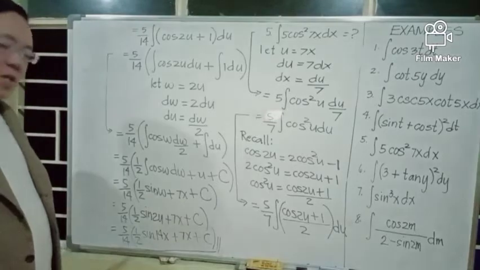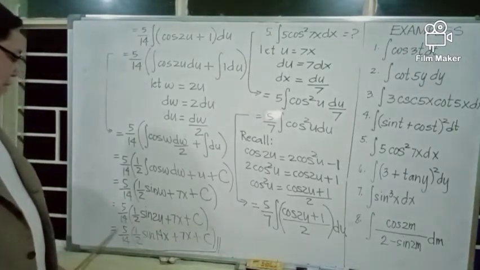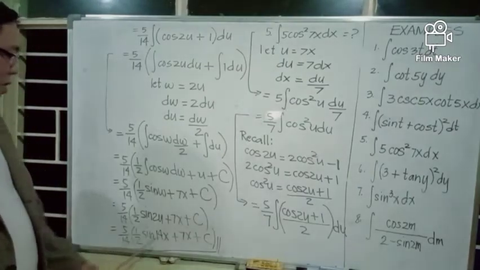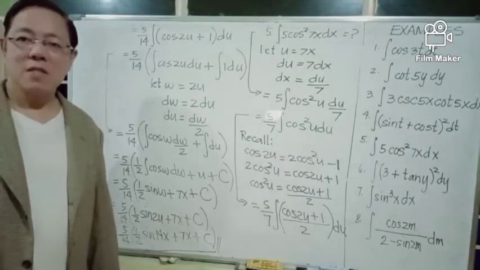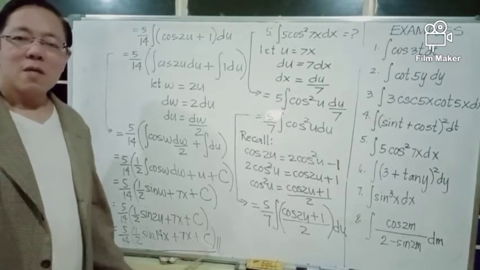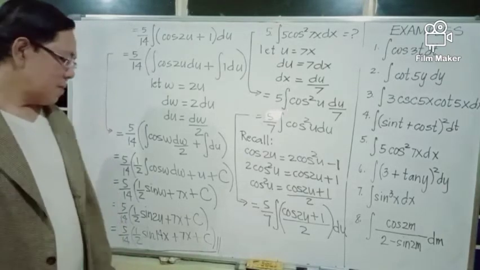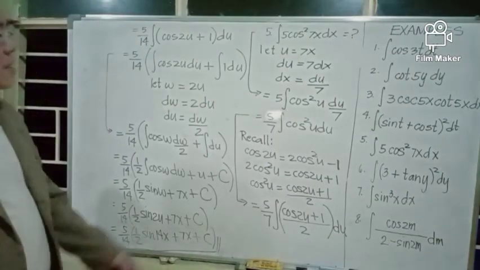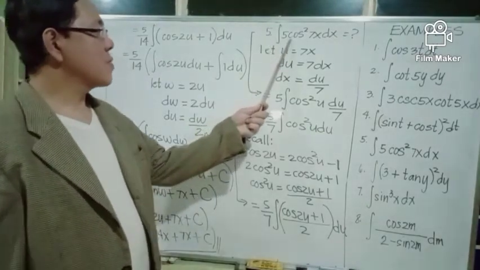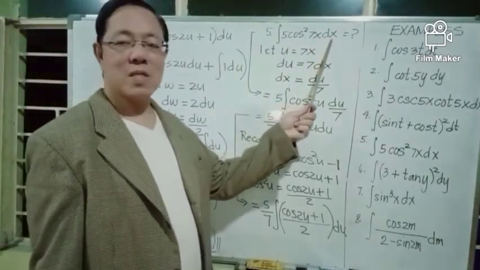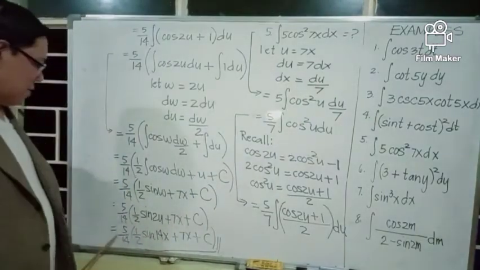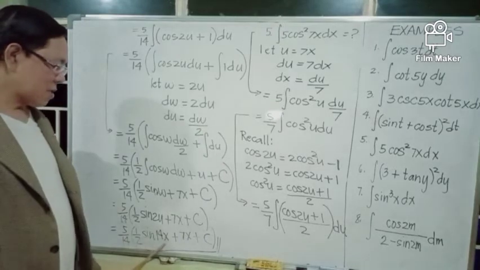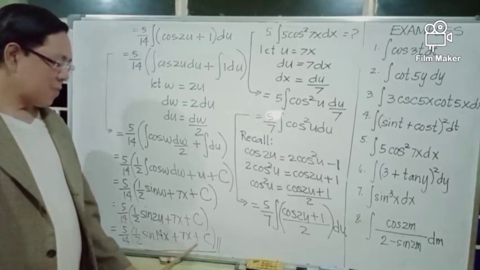7 and 14 can be simplified, and you get 5 over 2x. 5 over 14 times c: 5 over 14 is a constant, and a constant times a constant c is a constant, and we still write that as c. Hence, the integral of 5 cosine squared 7x with respect to x equals 5 over 14 times quantity 1/2 sine 14x plus 7x plus c.